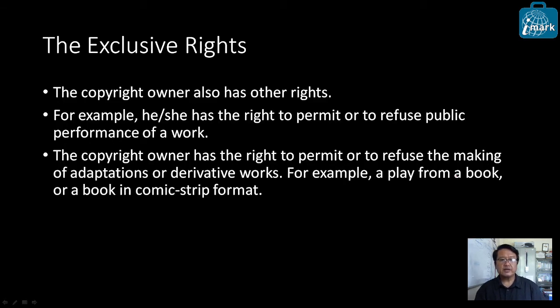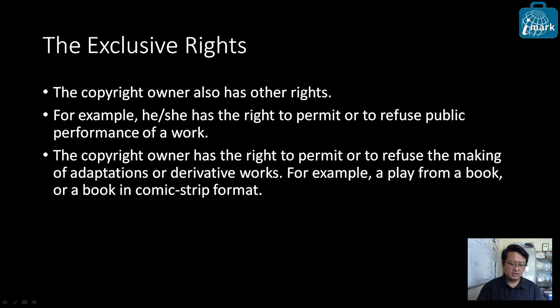Now, copyright owners have also other rights. For example, he or she has the right to refuse performance of the work in public, and can refuse broadcasting of the work. The copyright owner also has a right to permit or refuse adaptation of their work, for example, making a film out of a fiction. The owner of that particular story, the writer or the copyright holder, can refuse and say that my book will not be made into a film, or if it is going to be made into a film, I should be given this much royalty.